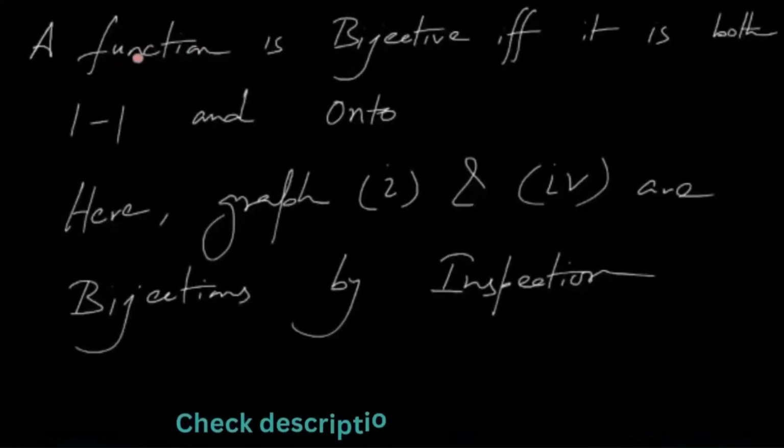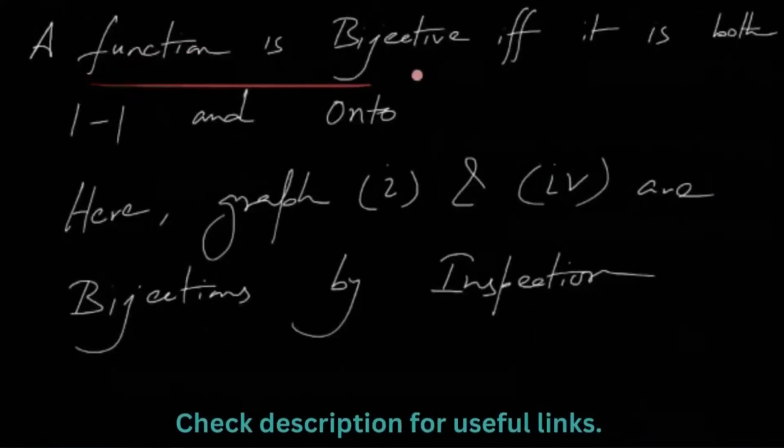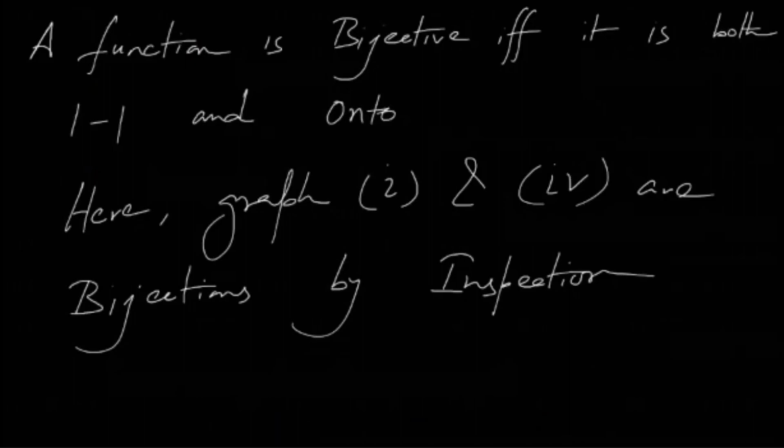A function is bijective if and only if it is both one-to-one and onto. That means it is both injective and surjective. Injective, or one-to-one, means that distinct elements in the domain must assume distinct images. That's the definition of one-to-one or injective. And onto means that each element in the codomain must have at least one pre-image, but at least one. So bijection is combining these two properties.